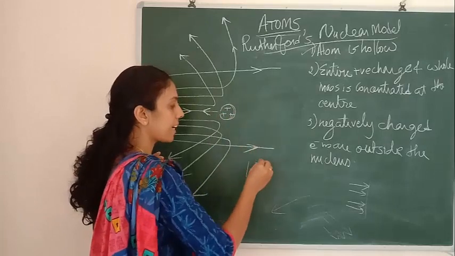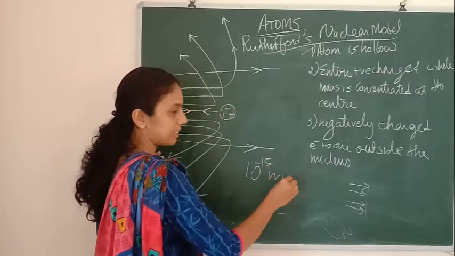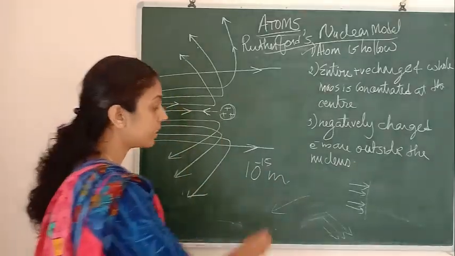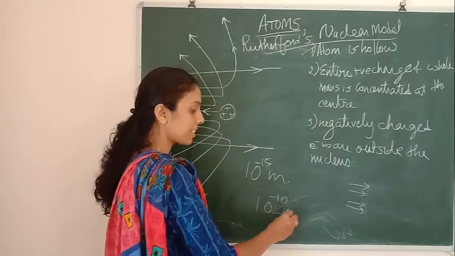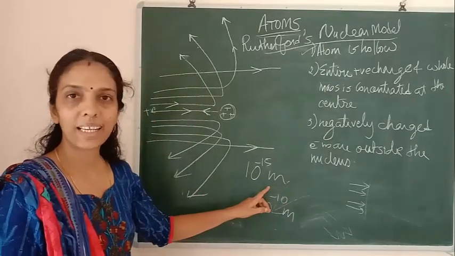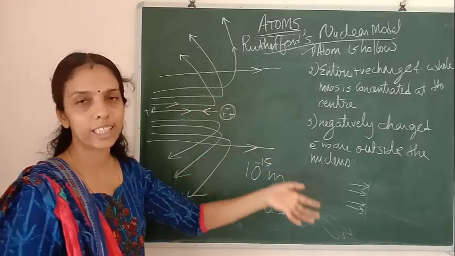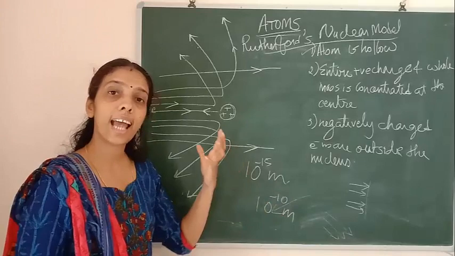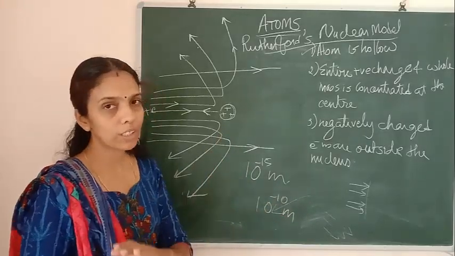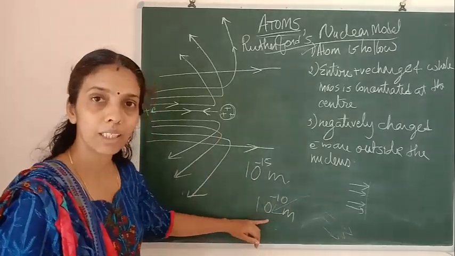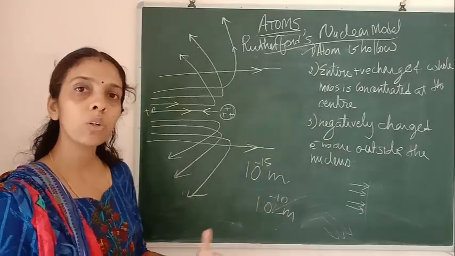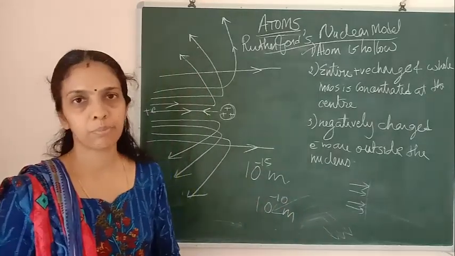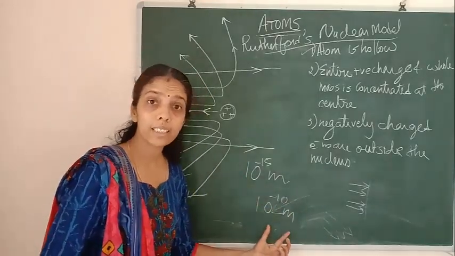He suggested that this nucleus has a size of 10 to the power minus 15 meter, minus 15 or 14, like that he suggested. As per kinetic theory, we know the size of the atom is 10 to the power minus 10 meter, which is greater than 10 to the power minus 15 meter. So the nucleus is around 10 to the power minus 15 meter, and the size of the entire atom as per kinetic theory, we already studied, is 10 to the power minus 10 meter. So size wise, the nucleus can be accommodated inside the atom because 10 to the power minus 10 meter is there, isn't it?